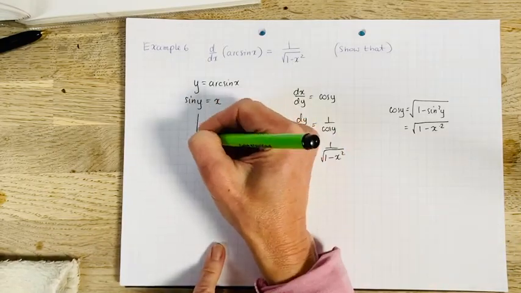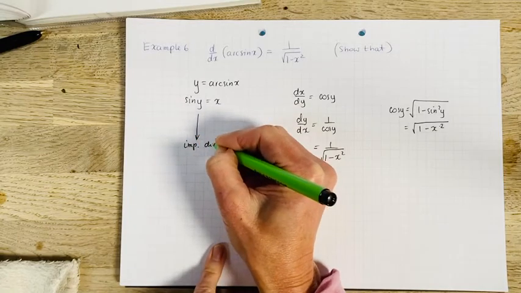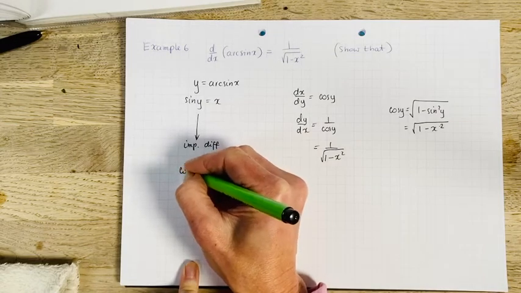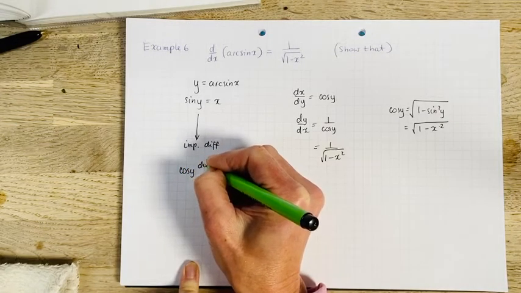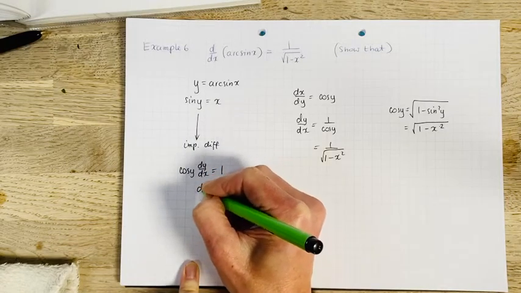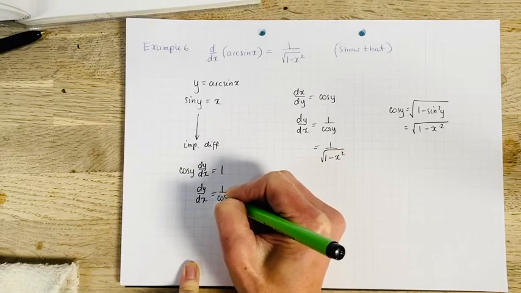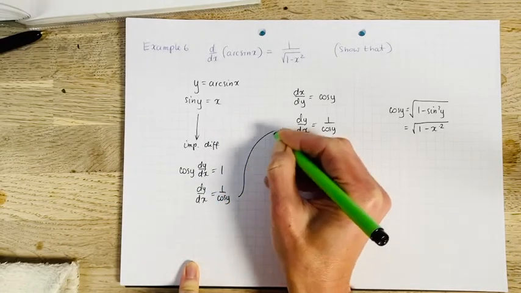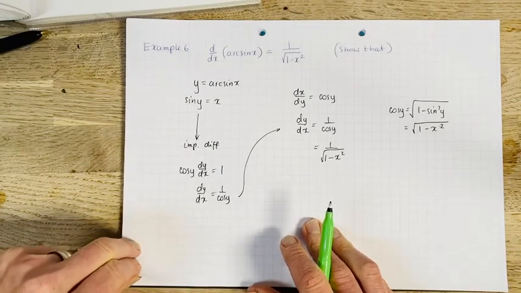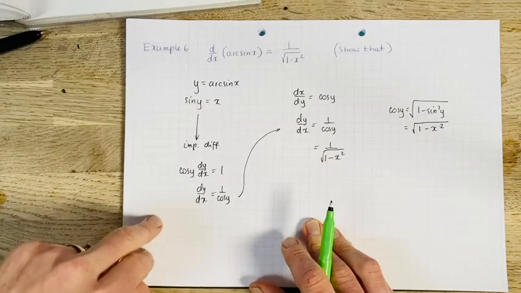Alternatively, you could just use implicit differentiation. So you differentiate sine y to get cos y dy/dx, and that's equal to 1. So you get dy/dx is equal to 1 over cos y, and then you proceed the same way as here. Okay, so let's have a look at example 7.